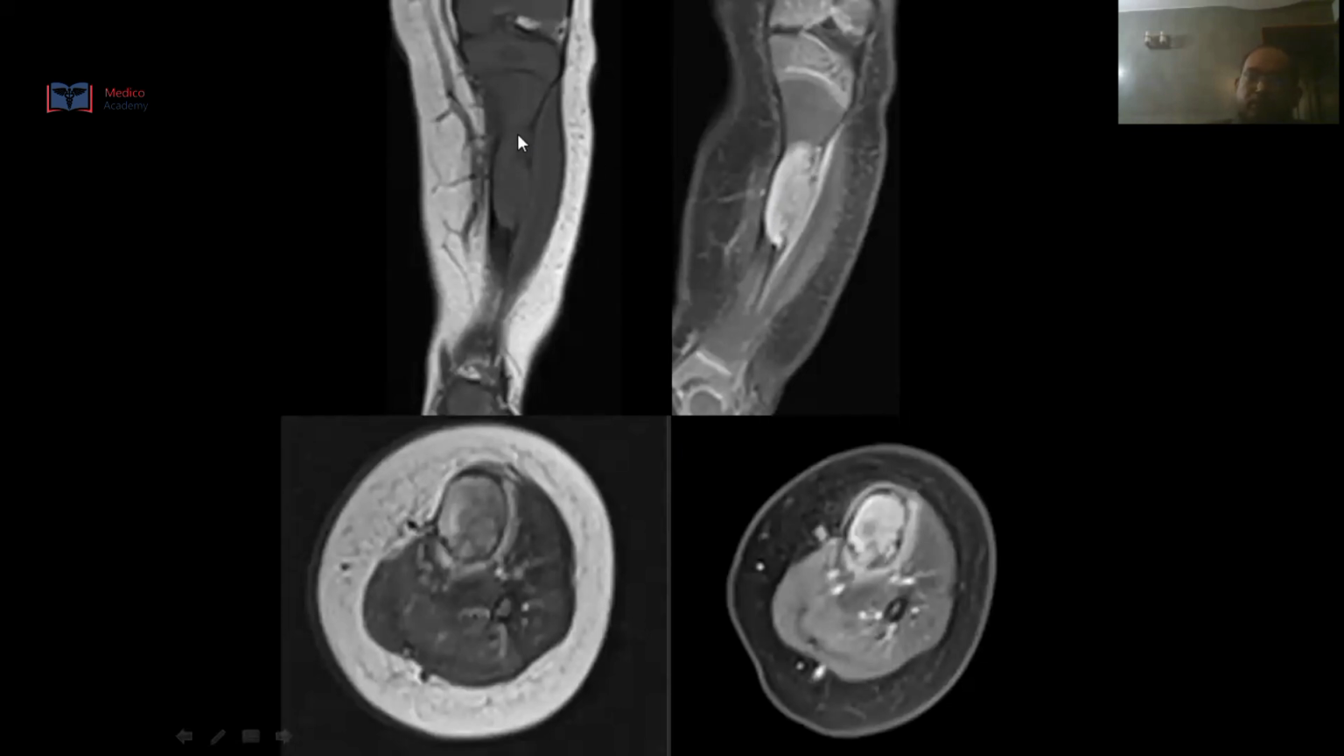In case of eosinophilic granuloma, this is a case of a child where on your MRI you are able to see that there is a widening of the marrow cavity, there is thinning of the cortex, and there is some soft tissue edema which is seen. So this may mimic a sarcoma.